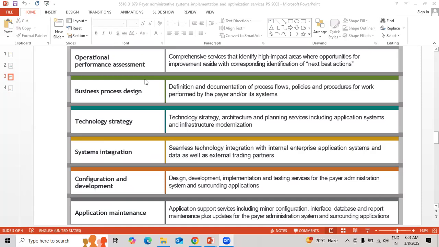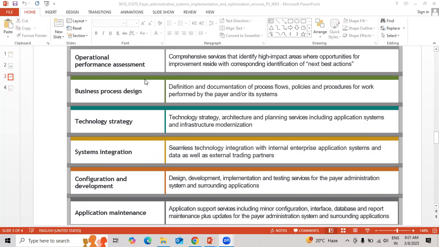Last but not least, application maintenance majorly focuses on application support services. It can be any minor configurations you want to do, any interfaces that are to be developed, any database design that we want to create, or any reports you want to maintain, and what the required reports are. At the same time, the updates that we want to perform for any payer administrative systems or other applications. Everything comes under the application maintenance part.